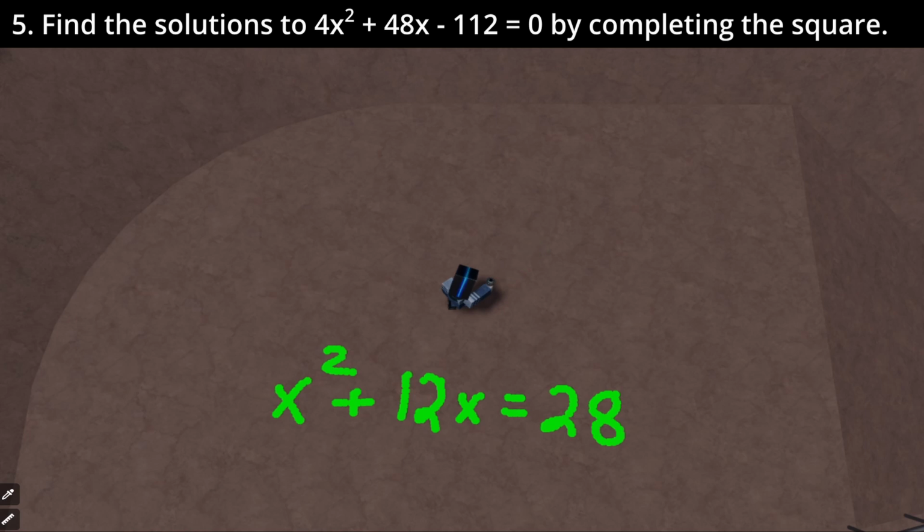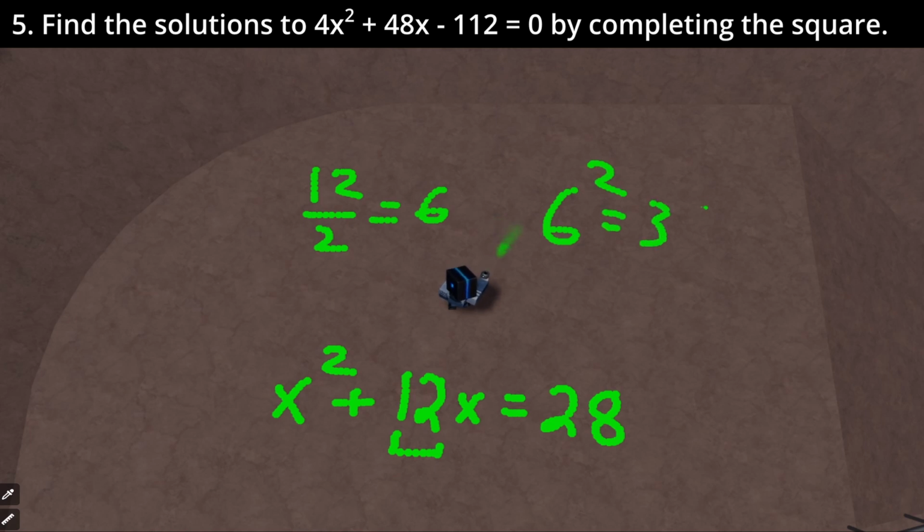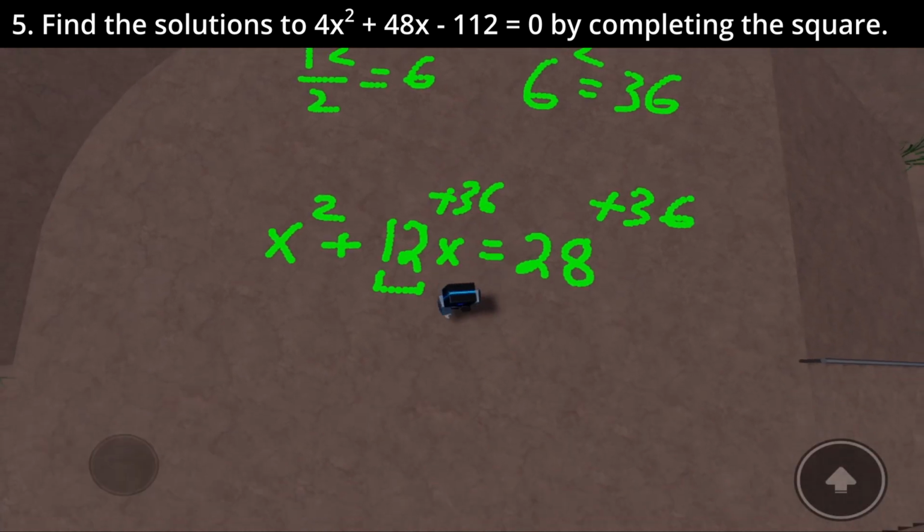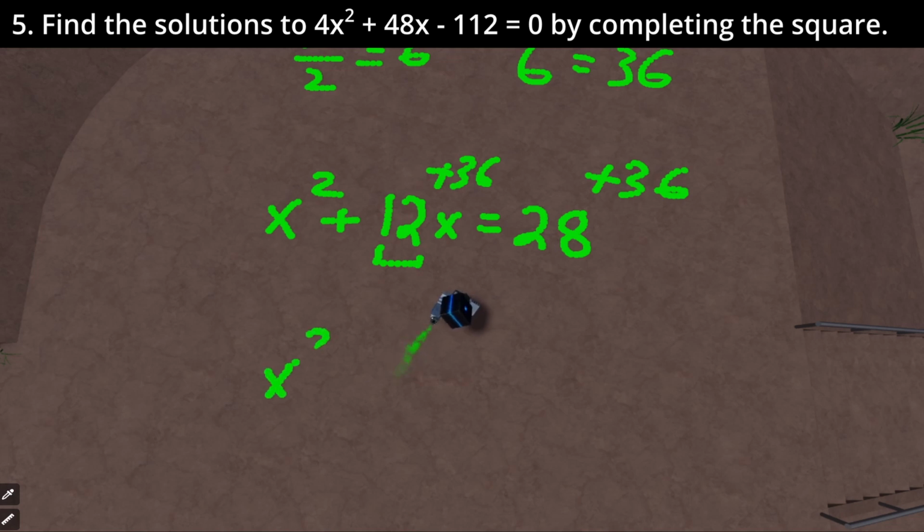Now we can complete the square. To complete the square, take the coefficient on the x, that's 12, and you first have to divide it by 2. That's just 6. And then whatever number you get from that, you have to square it. So 6 squared is equal to 36. So 36 is the magic number you add to both sides. I'm going to add a 36 to the left side and add 36 to the right side. So now let me go down and write what the new equation is. We'll have x squared plus 12x plus 36 is equal to 28 plus 36 is 64.